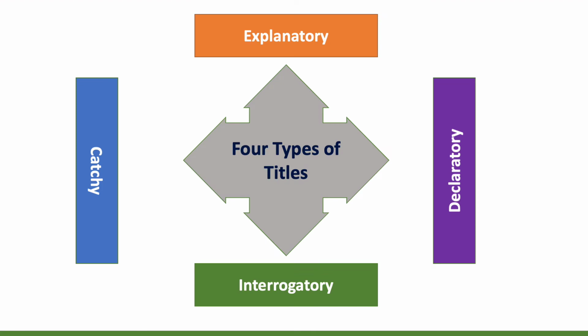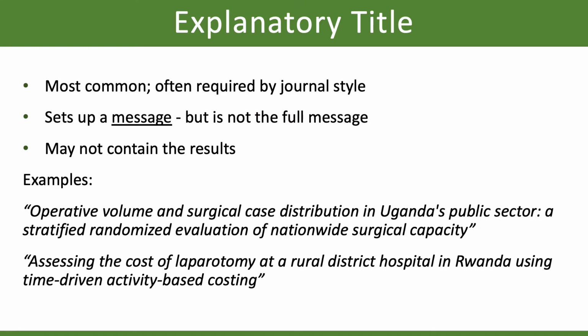There can be 4 types of titles. An explanatory title is the most common, and it is often required by journals. An explanatory title sets up the message, but it doesn't deliver the full message of the paper and may not contain the results. An example is Operative Volume and Surgical Case Distribution in Uganda's Public Sector, a stratified randomized evaluation of nationwide surgical capacity. And here we can see the subtitle in this title is the study design of the paper.